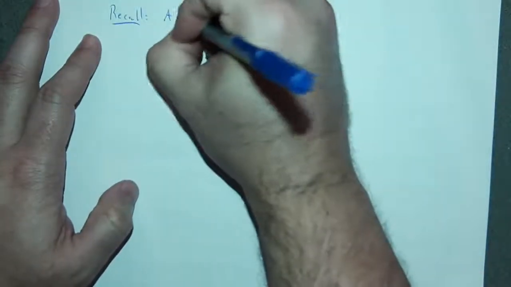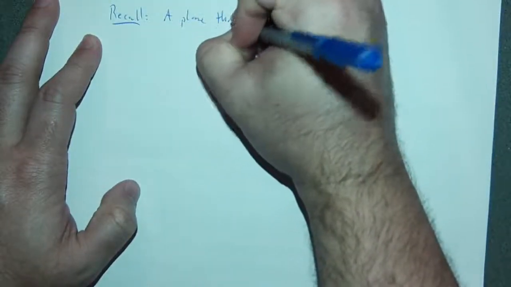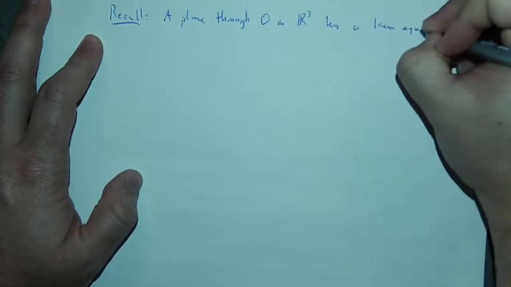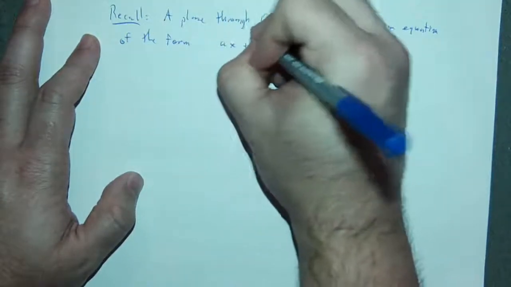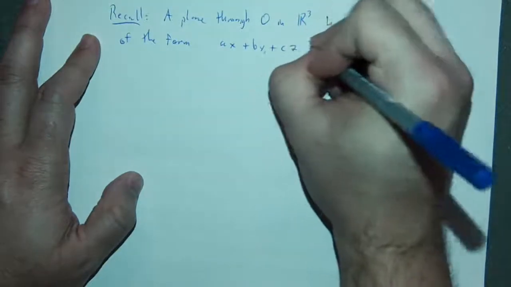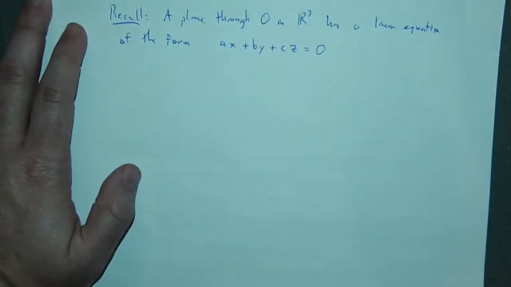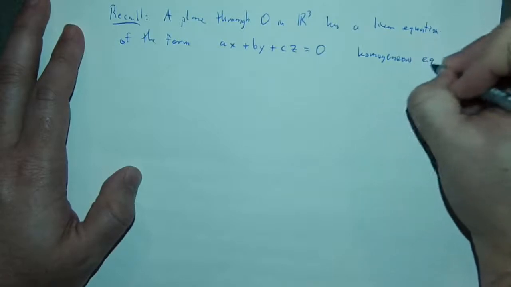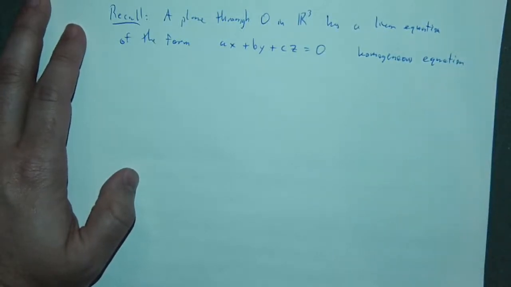So note, recall a plane through the origin in R3 has a linear equation of the form ax plus by plus cz is equal to 0. This is called a homogeneous equation.